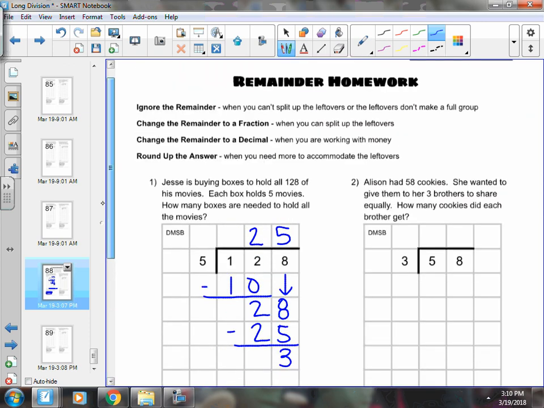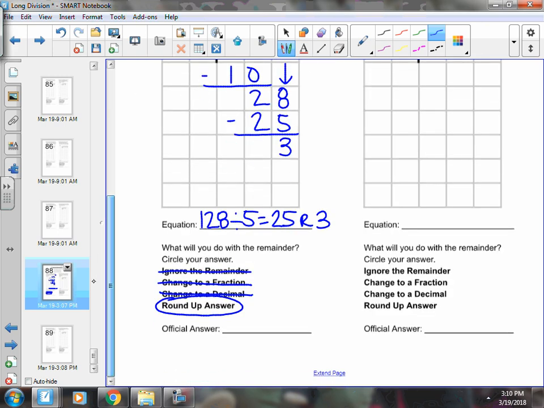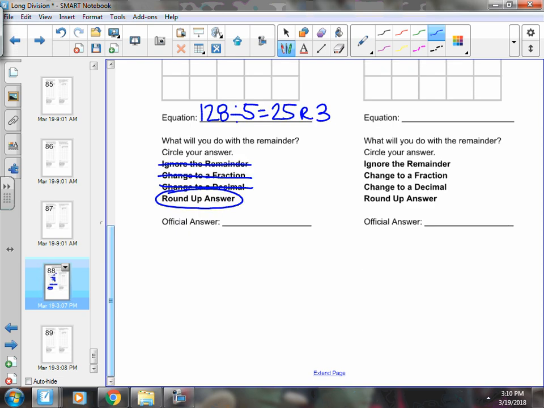And the reason we're rounding up is because we need to hold all of these movies. So you can ask yourself, is 25 boxes enough? And the answer is no, it's not enough because there's 3 movies left over. So if 25 boxes are not enough, better get 26 boxes.